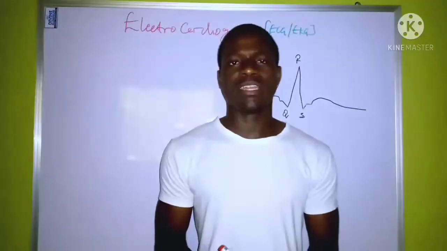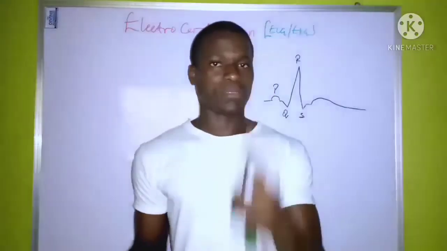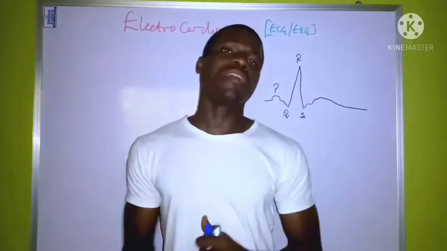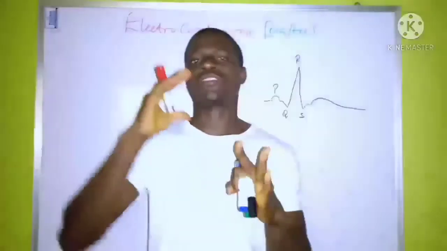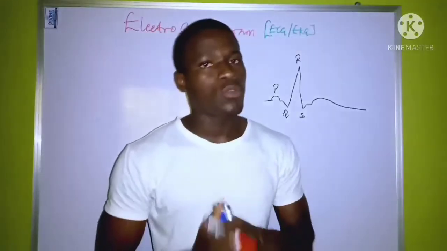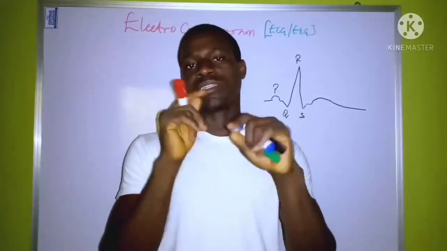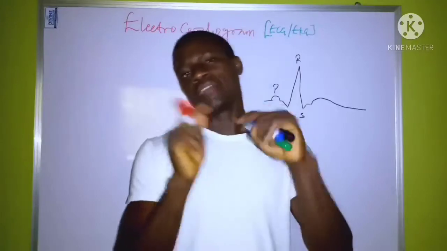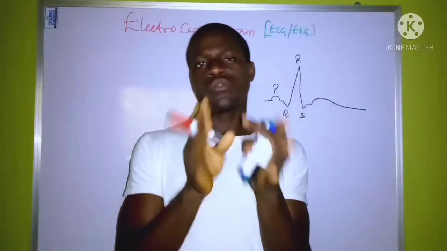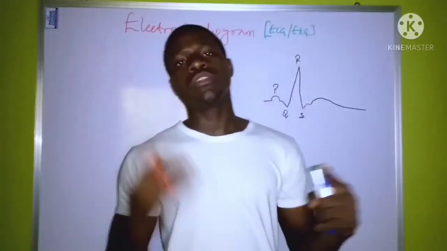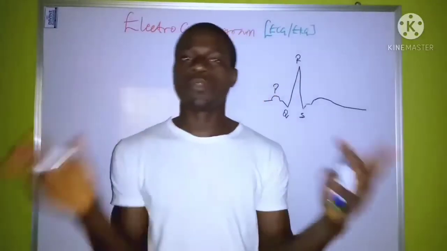Electrocardiogram simply refers to the graphical representation of electrical activities that occur within the heart. Remember in our previous video we said the heart has the ability to generate its own impulses. These electrical activities are caused by those specialized fibers responsible for generating them: the SA node, the AV node, the AV bundle, the bundle fibers, and the Purkinje fibers.